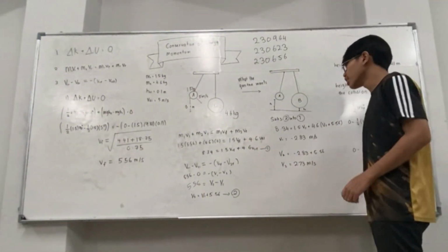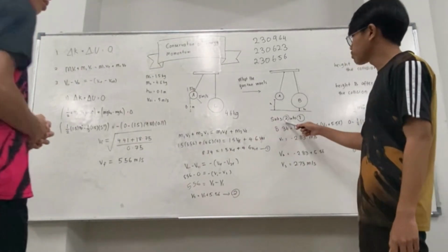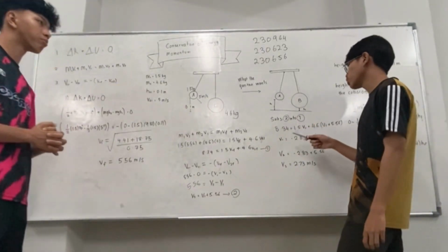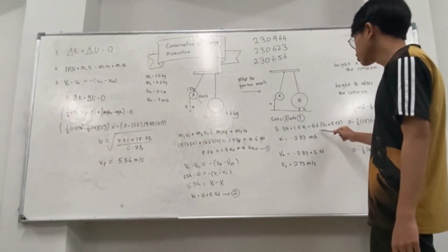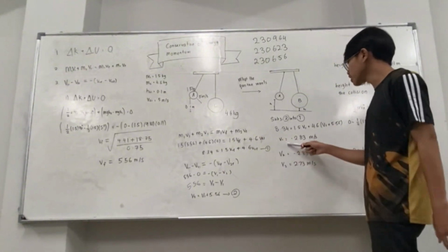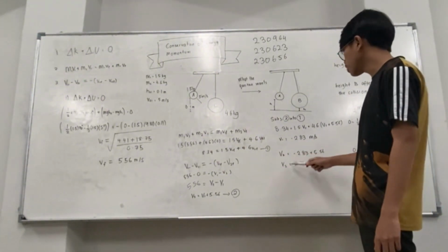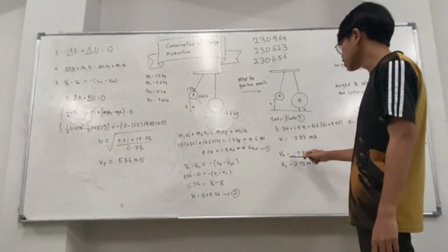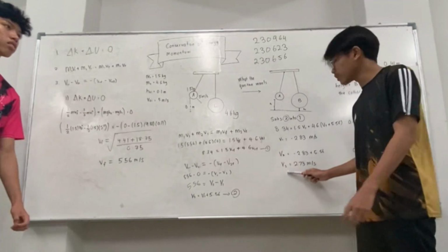After that, we get two equations here. We must substitute the second into the first equation. So we got all this calculation here. We do the first calculation and get the first velocity, negative 2.183 meter per second, and after that we plug in the first velocity to the second equation, and we get the second velocity.